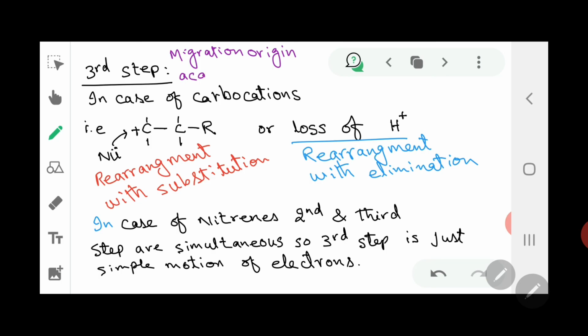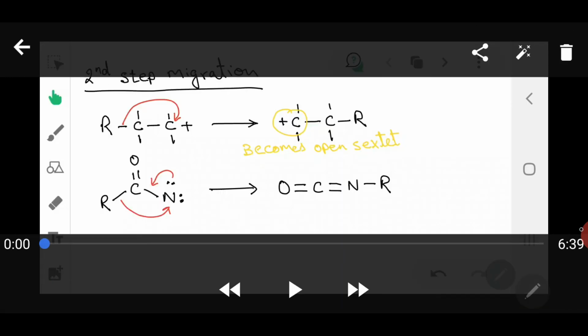So in the third step, the migration origin acquires an octet or completes its outer orbit.